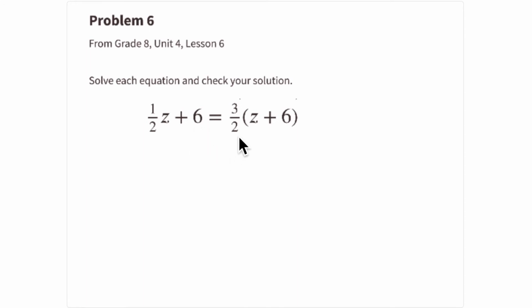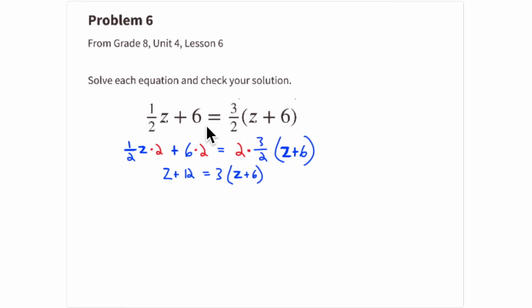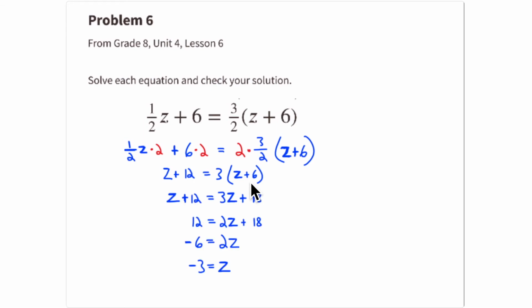The mistake that some people will make is they will multiply only this term with 1/2 by 2 and maybe this 3/2 by 2. But you also have to multiply the 6 by 2, and multiplying 2 times 3/2. That's the same as if I had distributed this to 3/2 z and 3/2 times 6. I would then multiply both of those by 2. This is the same thing as multiplying 2 times 3/2 out here first. So I get z plus 12 equals 3 times z plus 6. So use the distributive property. You get 3z's plus 18.